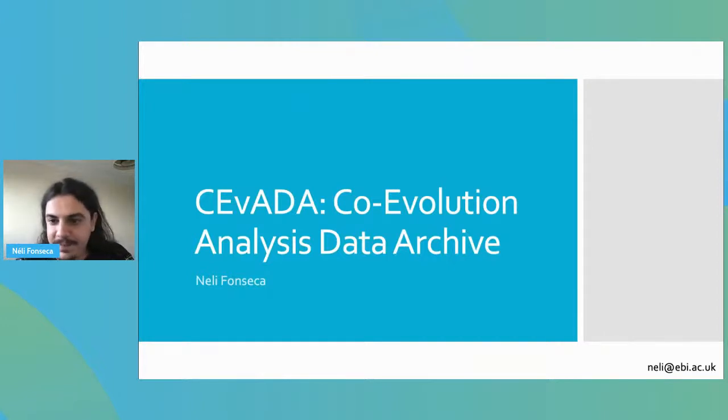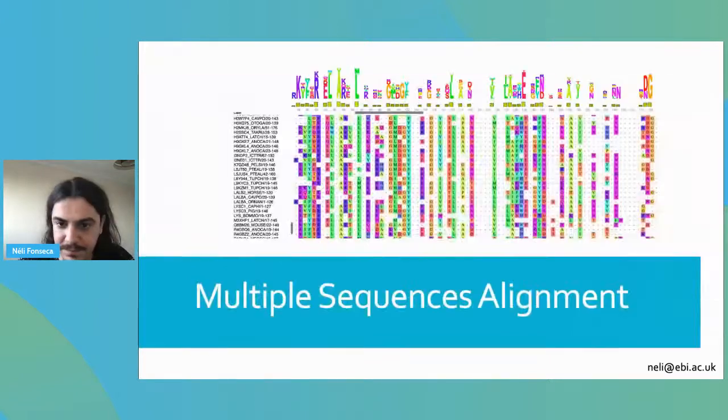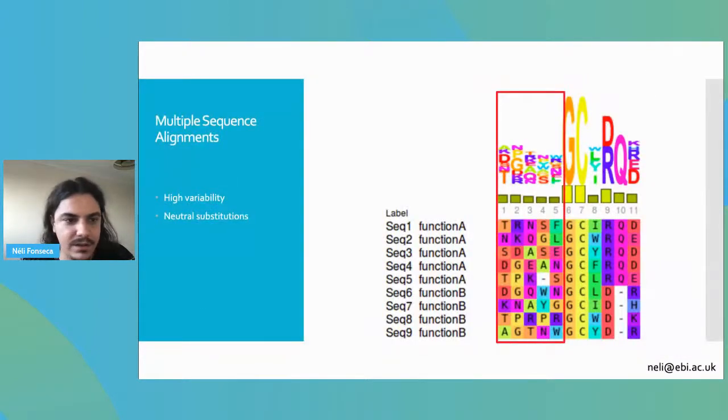Hello, my name is Nelly, and I'm going to present the Coevolution Analysis Data Archive, CEvADA. So this is a short presentation. I will be brief in my talk. Multiple sequence alignments are one of the main data formats in computational biology. We can extract many patterns from them, such as neutral selection positions, with low or non-selective pressure, which can handle mutations without large effects in the protein function or stability.